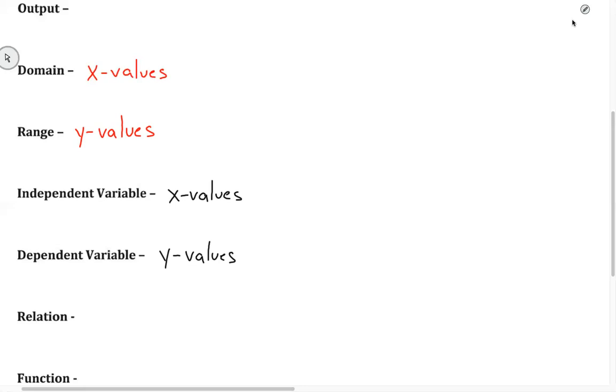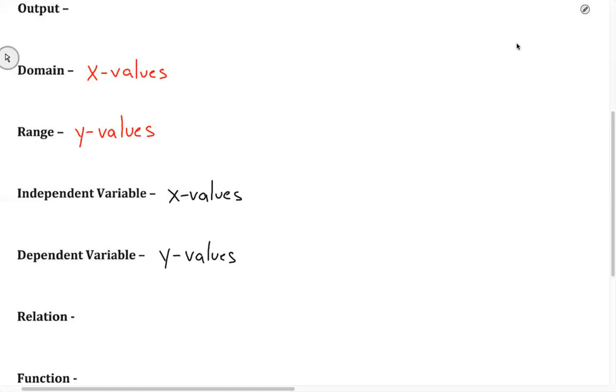Are you okay with all that? Now I will interchange the words input, domain, and independent variable all the time, so you have to make sure you know what I'm talking about. Range, output, dependent variable, they all mean the same thing, so I'll be interchanging them.